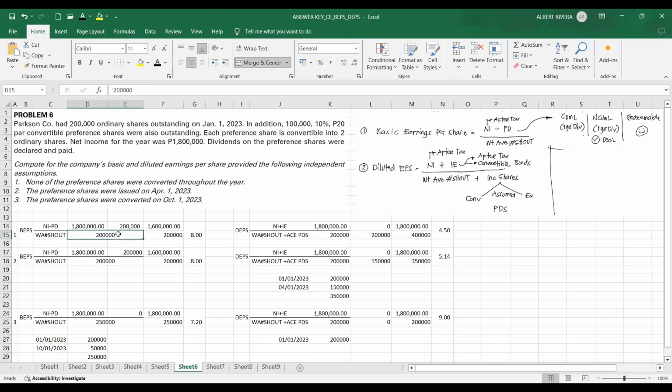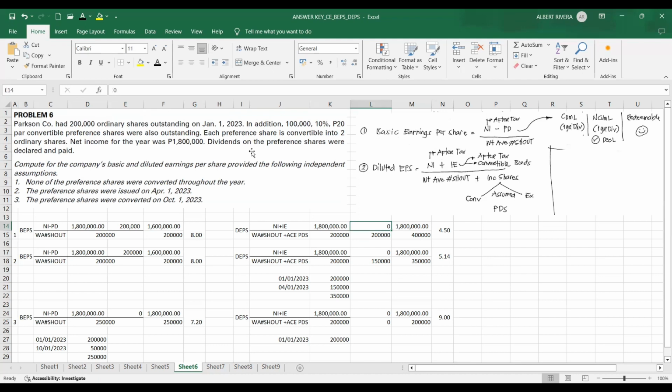Divided by the weighted average number of shares outstanding, which is 200,000 at wala namang nangyari within the year. So this remains at 200,000. Hindi naman nadagdagan eh. Wala namang naging actual conversion. So this is 1.6 divided by 200,000. So this is 8. While for the diluted earnings per share, so this is your net income given.